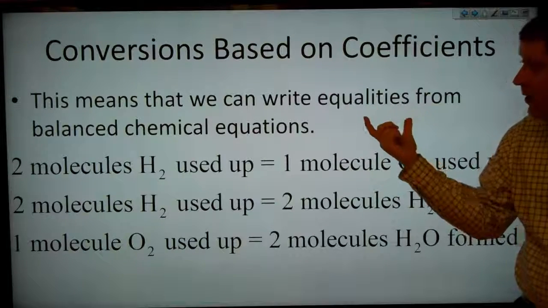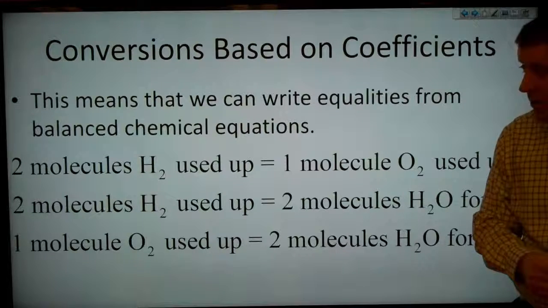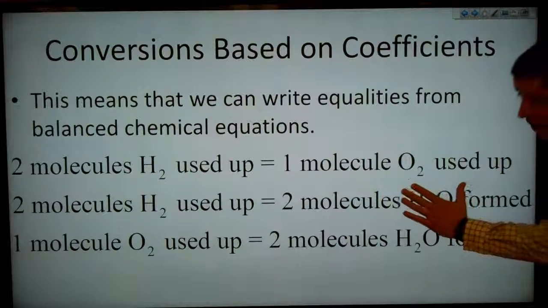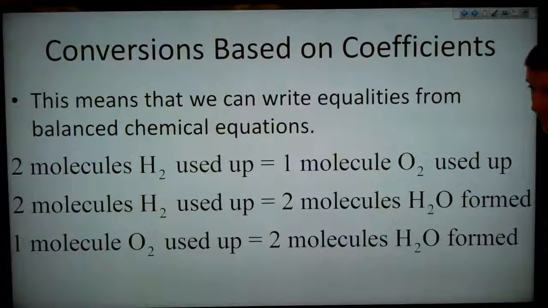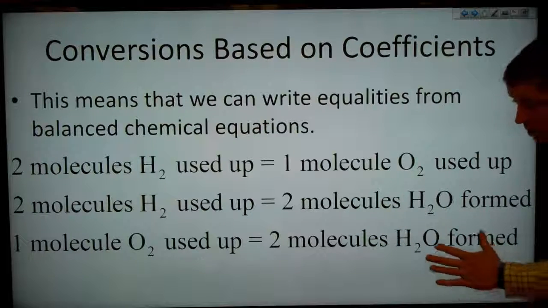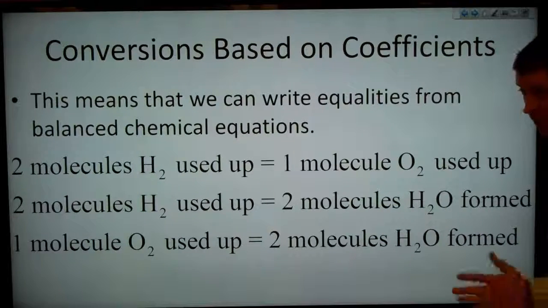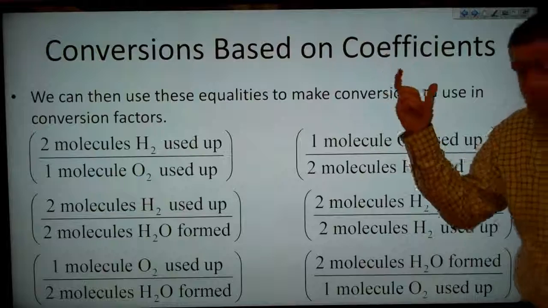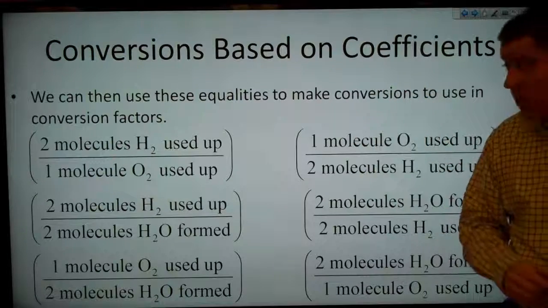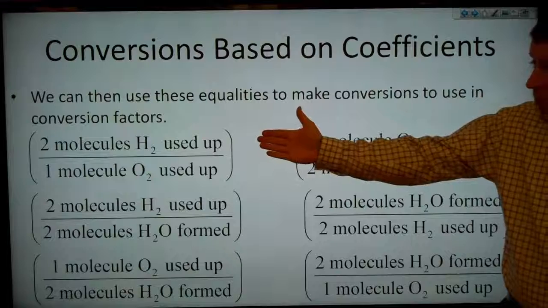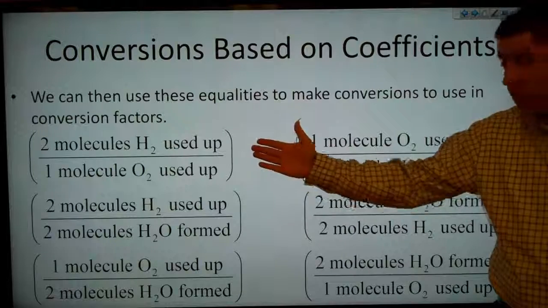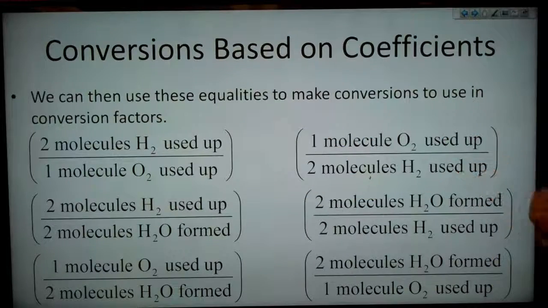And this means that we can write equalities from balanced chemical equations. So 2 molecules of hydrogen used up equals 1 molecule of oxygen used up. Or 2 molecules of hydrogen used up equals 2 molecules of water formed. Or 1 molecule of oxygen used up equals 2 molecules of water formed. And we can then use these equalities to make conversion factors. So 2 molecules of hydrogen used up equals 1 molecule of oxygen used up, and so we can write our conversion factor either this way, or we can invert it and get this one, and likewise for our other 2 equalities as well.